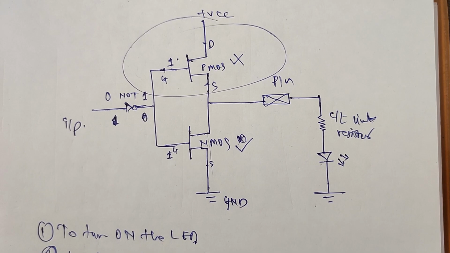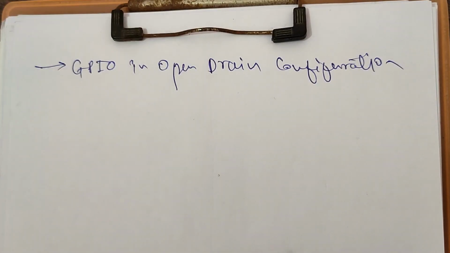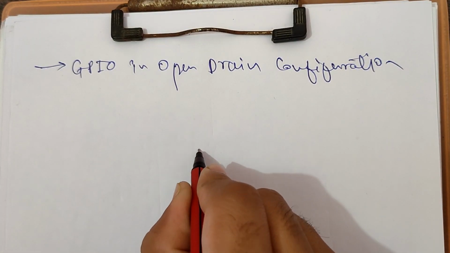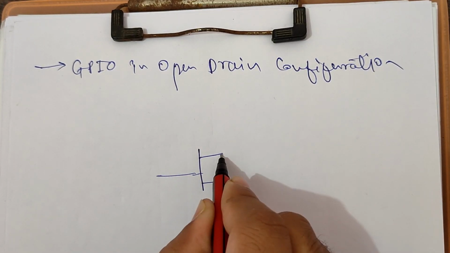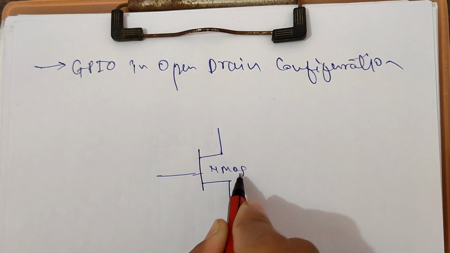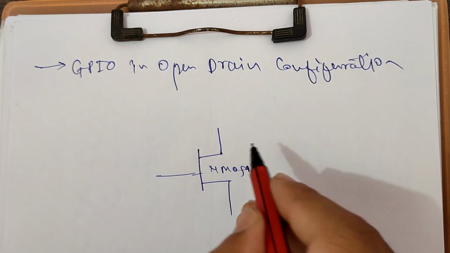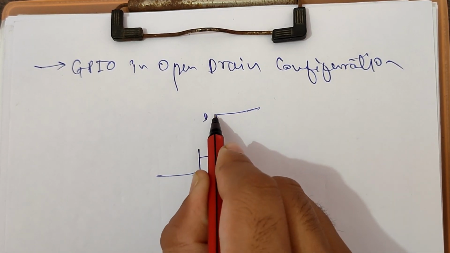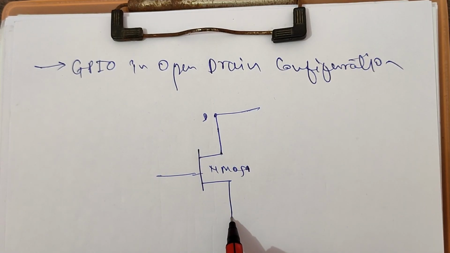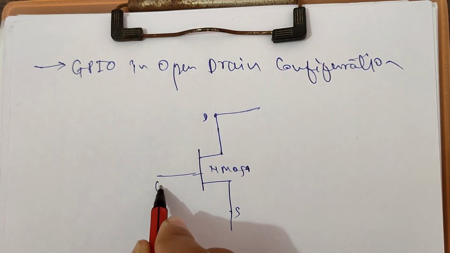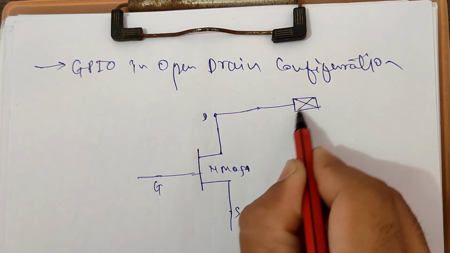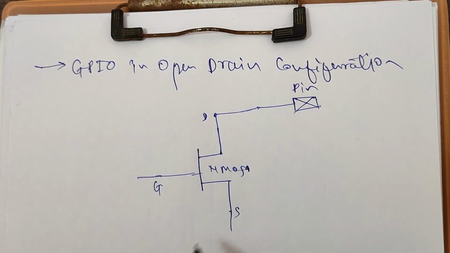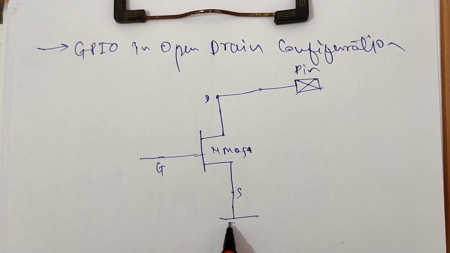Okay, I will draw another diagram for it. Okay, I am here drawing an N MOSFET. Here is the drain, and source, and gate. The drain is directly connected to the pin, and that source is directly connected to ground.